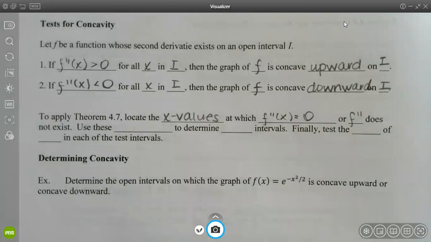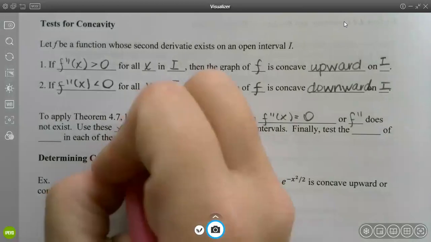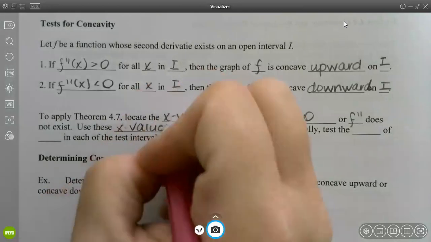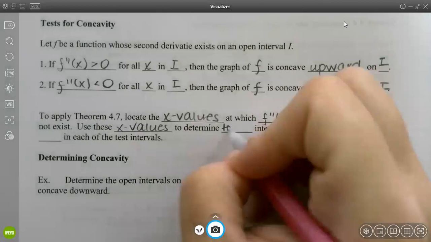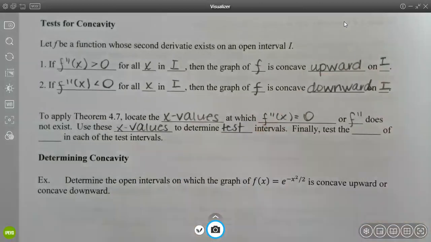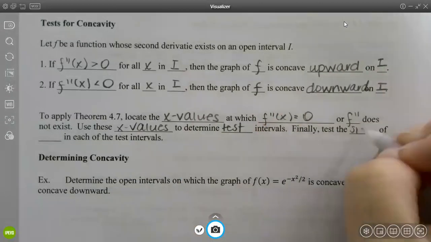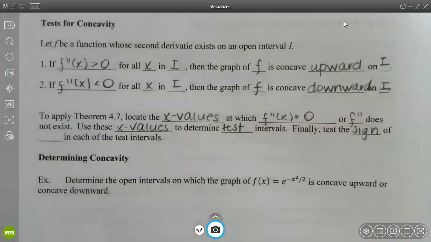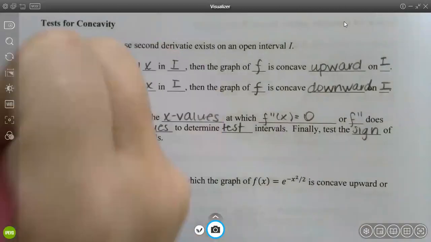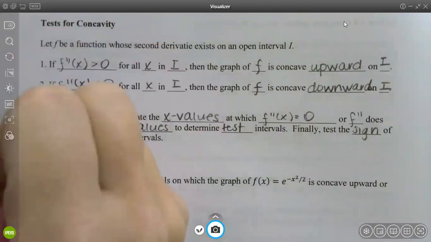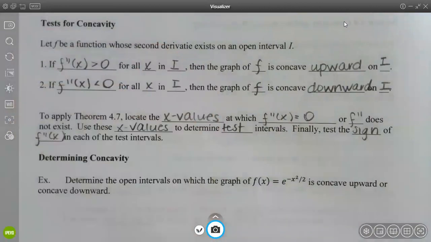Use these x values to determine test intervals. And then finally test the sign of f double prime of x in each of the test intervals. Same thing you did yesterday, just today we're doing it with the second derivative. Got it? So it's the same exact thing you did yesterday.